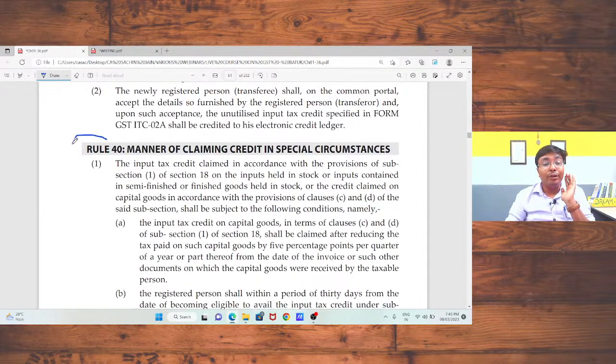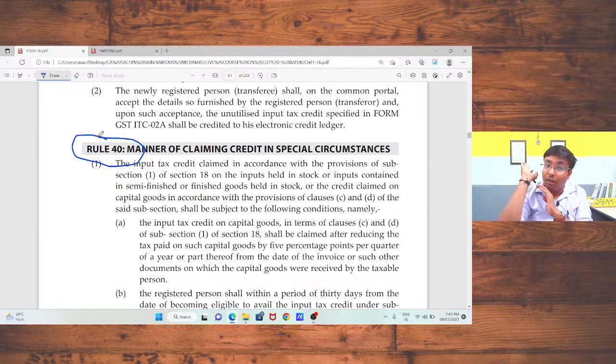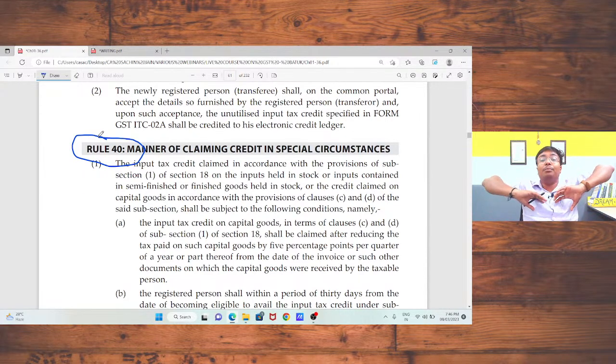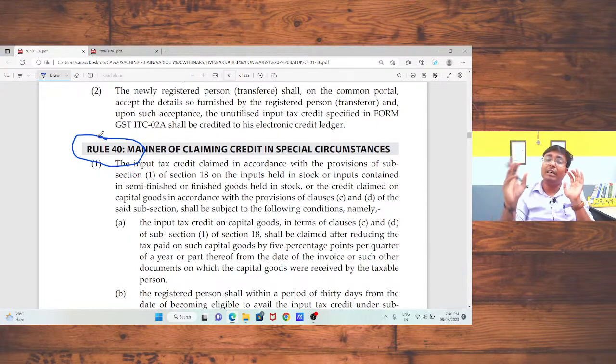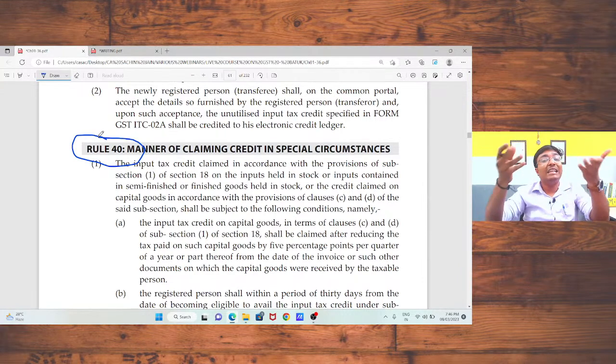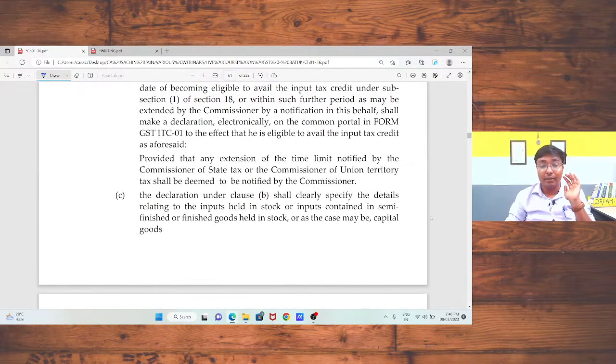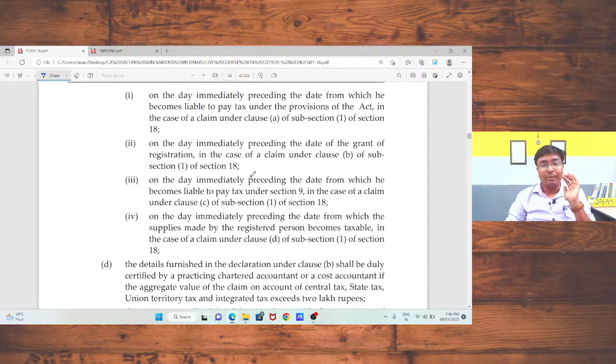Now, there is rule number 40, which talks about the manner of claiming input tax credit in special circumstances. We had already discussed that point, because we had discussed it at the time when I am going to take the new registration, or I am going to take the input tax credit on account of voluntary or composition to regular person or exempted to taxable person. I need to file form ITC 01 within 30 days, and if the amount is exceeding 2 lakh rupees, in that case CA certificate or CMA certificate is required. The same has been prescribed under rule number 40 regarding section number 18. Is that okay, sir?